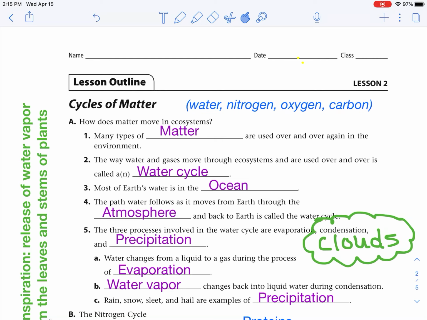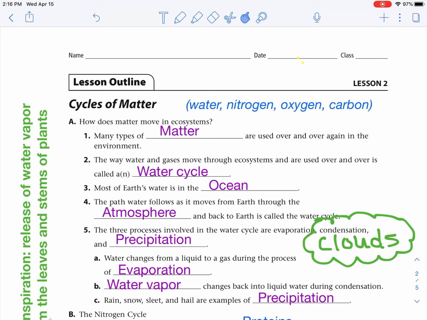cycle. The 3 processes involved in the water cycle are evaporation, condensation, and precipitation. Water changes from a liquid to a gas during the process of evaporation, and that's going to occur on any body of water: ocean, lake, pond, stream, puddle. Water vapor changes back into liquid water during condensation, and condensation is our clouds.